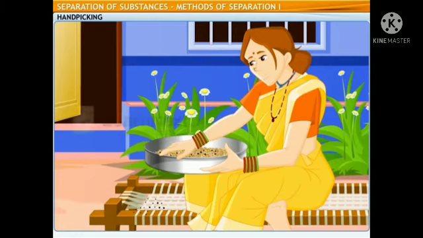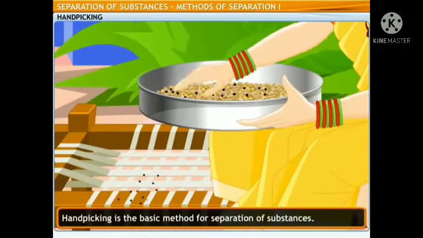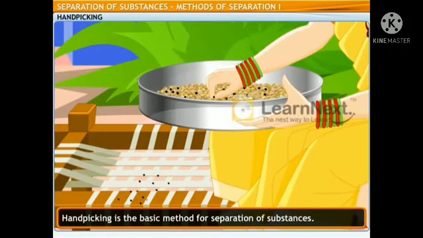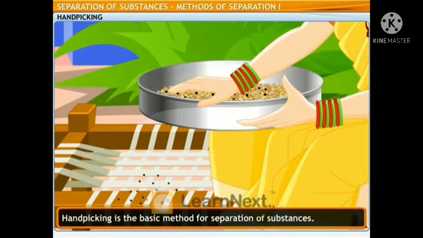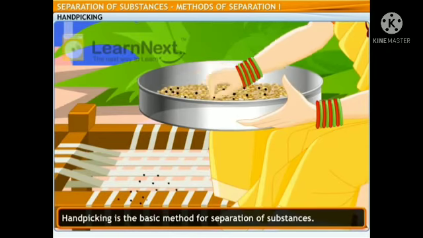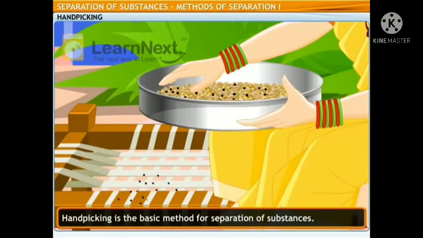Hand-picking allows me to separate the good grains from the waste and impurities, so that I have clean dal to cook for dinner tonight. Hand-picking is the basic method for separation of substances. It involves simply picking out substances by hand and separating them from others. The substances being separated may be impurities that have to be thrown away, like in this case. Or it may be that both the substances being separated are useful, such as if you separate green grapes from black ones from a mixture of the two.